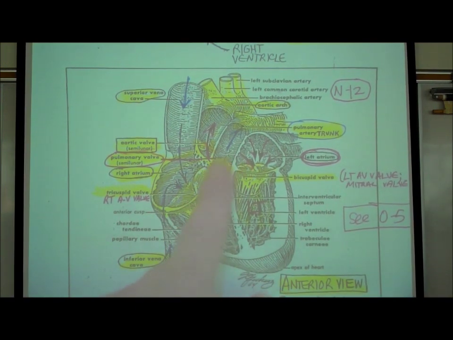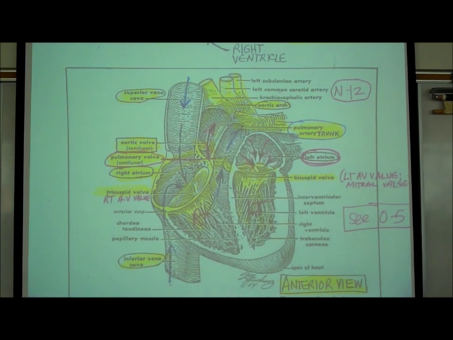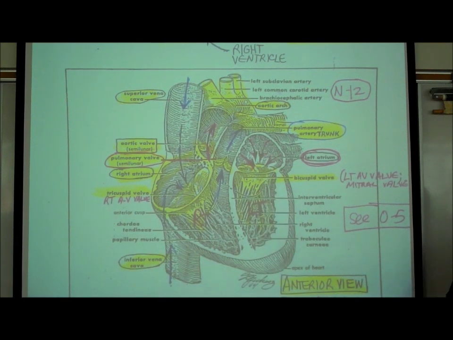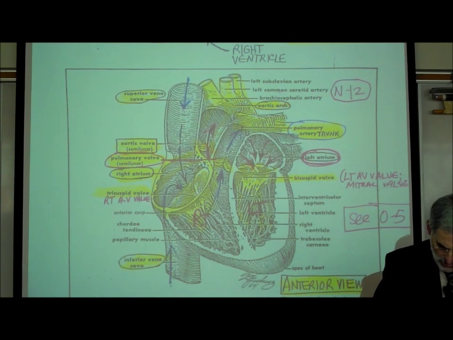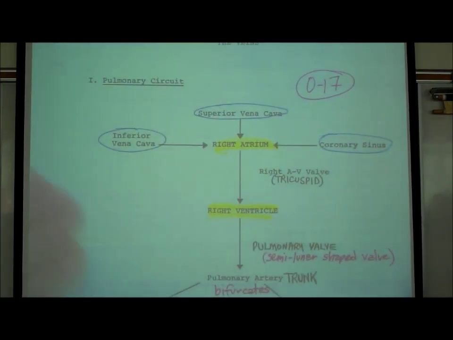All right, so that's the valve between the right ventricle and the pulmonary artery trunk. The right AV valve and left AV valve are not semilunar. They're designed a little bit differently. Let's see if we can show you a flow chart that kind of summarizes this. So let's take a look at page, all right, this is page 017.